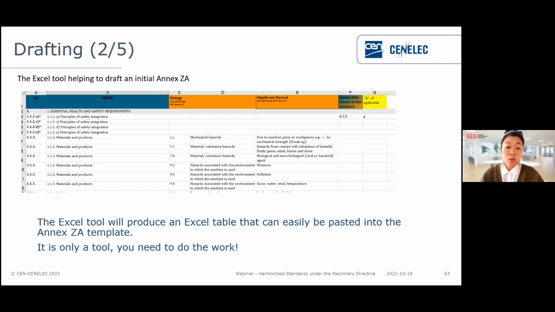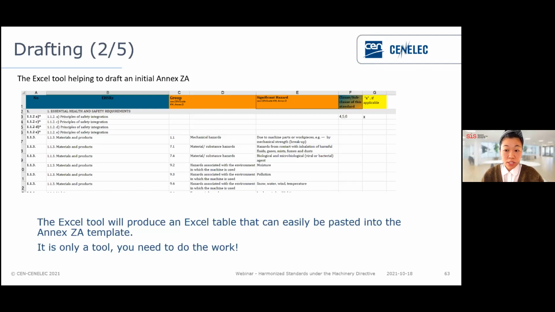In column G, all applicable requirements, which in this case is the same thing as all the relevant requirements, shall be marked with an X. That X means the specific requirement will be added in a generated Excel table that can be easily pasted into the Annex Z template. So if a relevant requirement is not covered by the standard, it shall be addressed as not covered, and that will also show up in the Excel table.